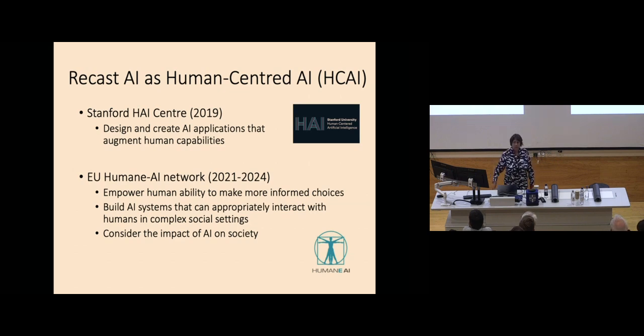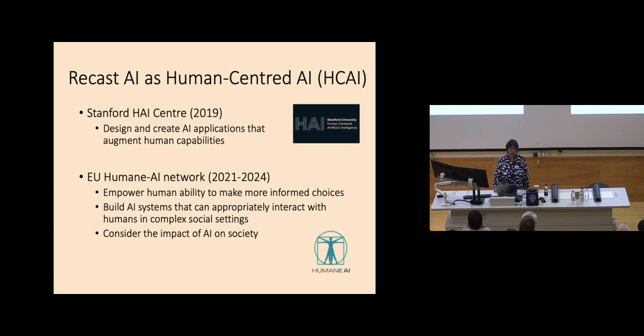I've been part of a network in Europe with 50, 60 partners, called the Humane AI Network. And part of our manifesto was very much in that spirit, which is to somehow find ways to empower human ability to make more informed choices, to build AI systems that can appropriately interact with us humans in complex social settings, and to think about the impact and the ethics of AI on society.